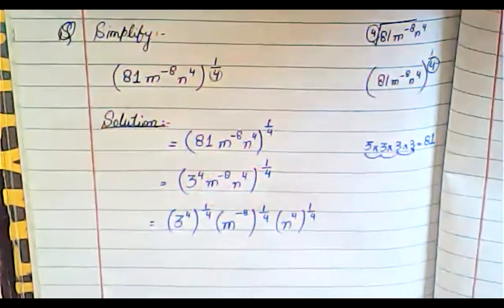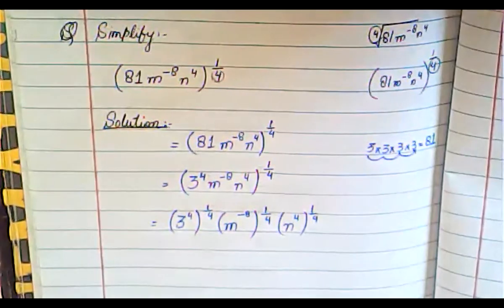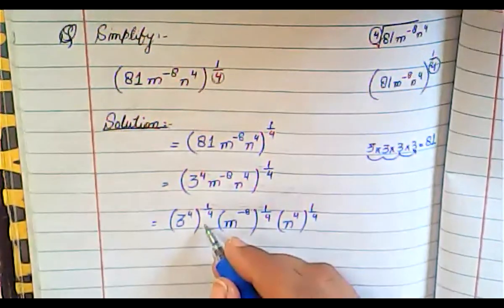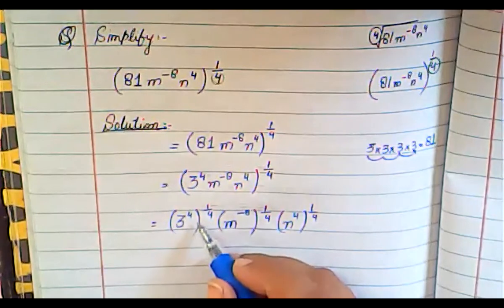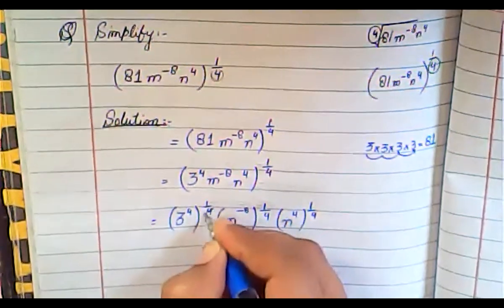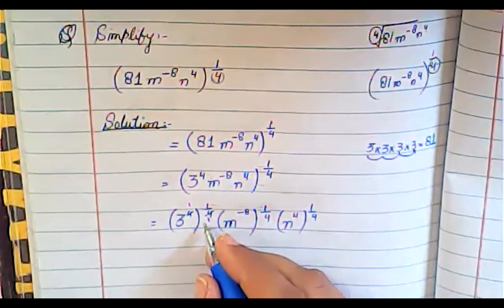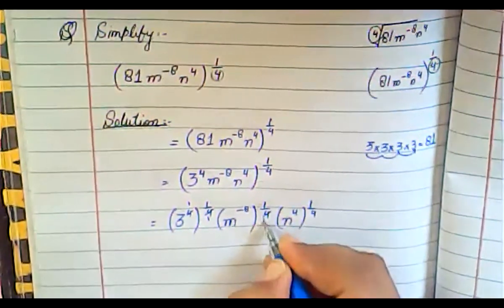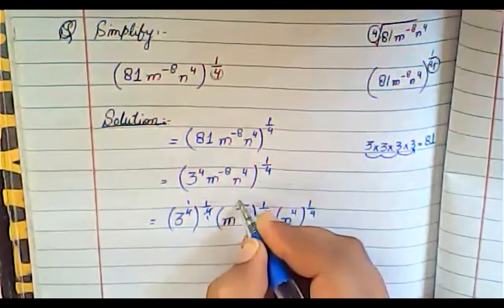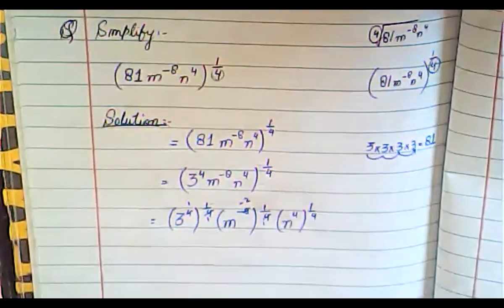The powers are multiplying with each power. So how will you multiply? 4 into 1 upon 4 is 1, and 4 into 1 upon 4 is 1. What will be left here? Only 1. Then minus 8 into 1 upon 4 is minus 2. So the answer will be minus 2.